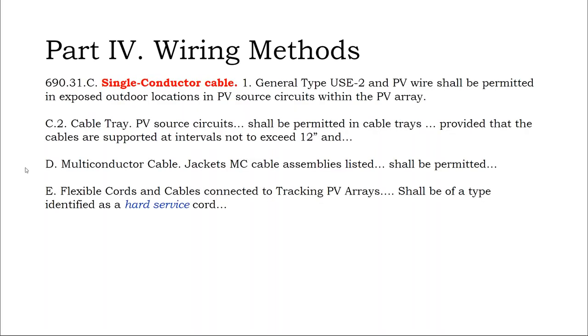Now it says, as far as single conductor cable goes, we're going to allow you to use USE-2 cable, even though it's not specifically listed as solar. It says underground service entrance cable is robust enough to use as solar cable. And you can also use solar wire, PV cable, or it's really PV wire. It's a single conductor. It shall be permitted as well.